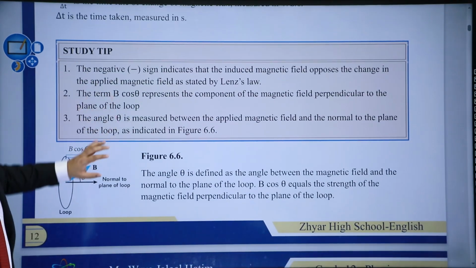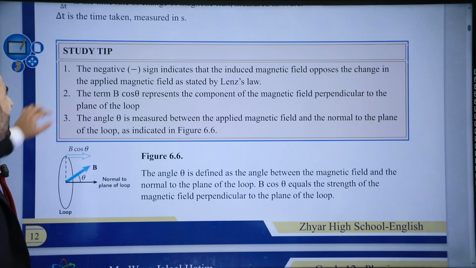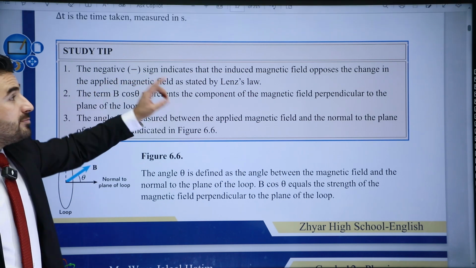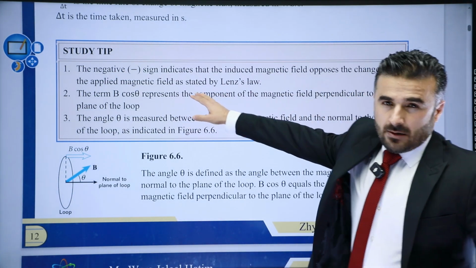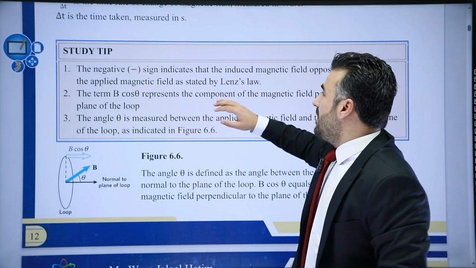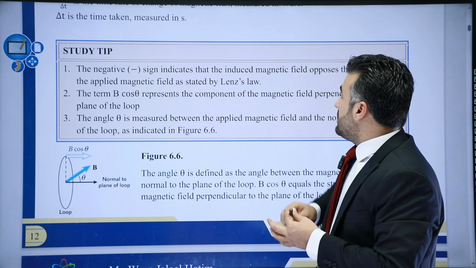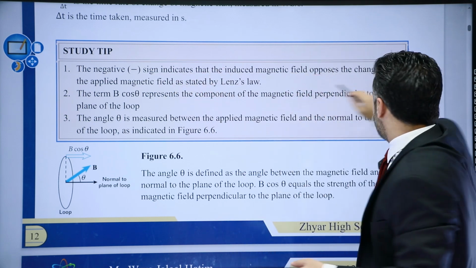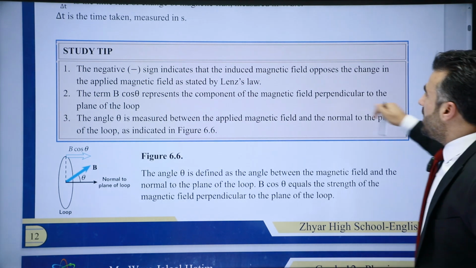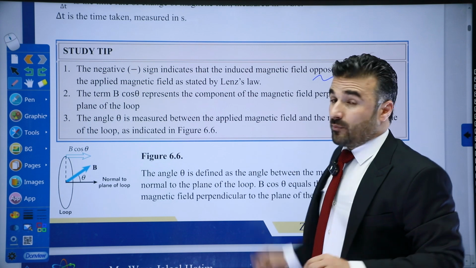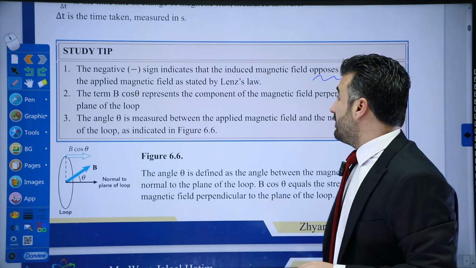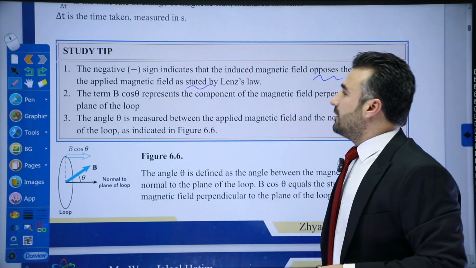Okay, now we have a few study tips before we move on. It says the negative sign indicates that the induced magnetic field, remember this, belongs to Lenz's law. So the negative sign indicates that this magnetic field that is induced is going to be opposing the change in the applied field. Remember, not the applied field, the change in the applied field, as stated by Lenz's law here.